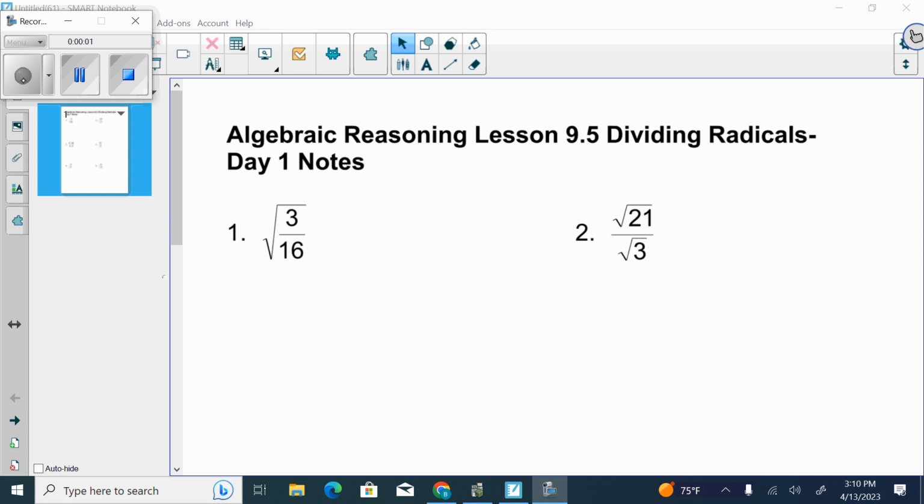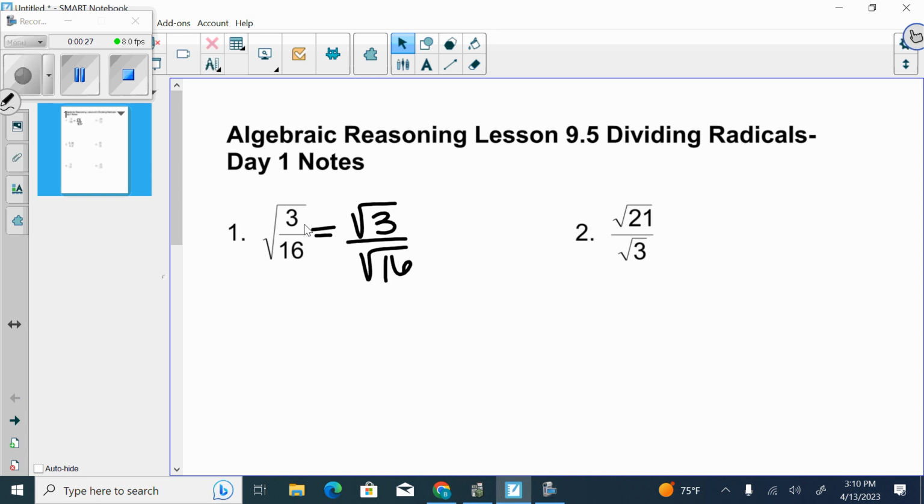So whichever one is easier for you to simplify, that's what we're going to do. So on number 1, can I divide 3 by 16? No. So I can't simplify it how it's written. So I'm going to rewrite it as 2 separate square roots like number 2 is written. So I'm going to rewrite it as square root of 3 over square root of 16.